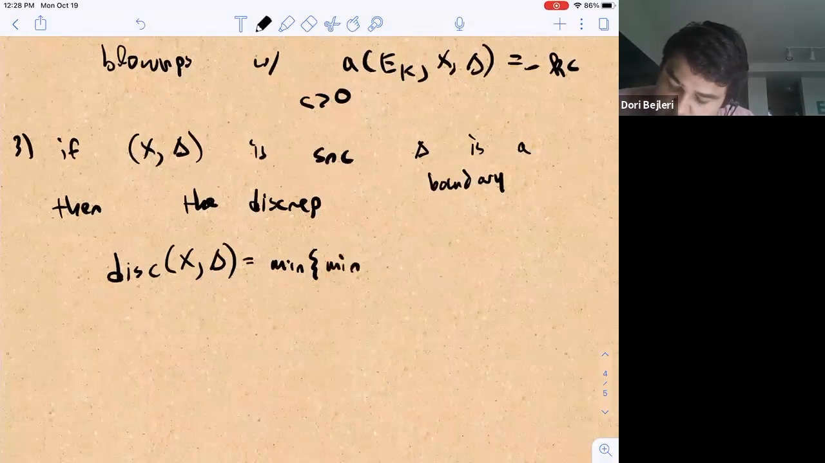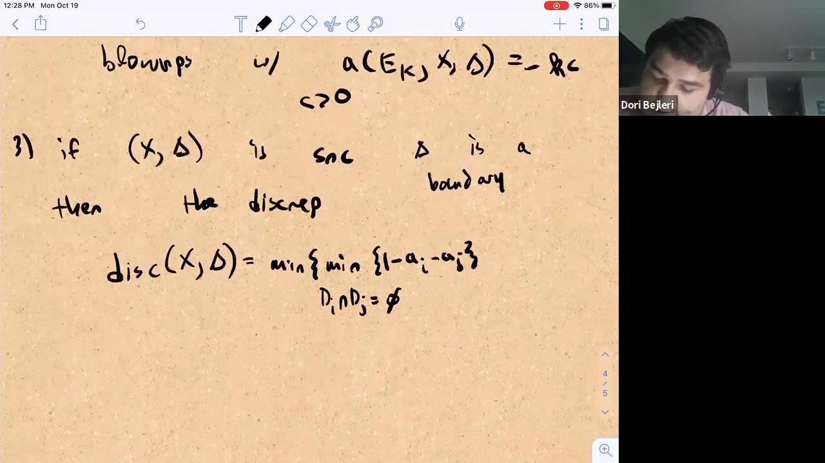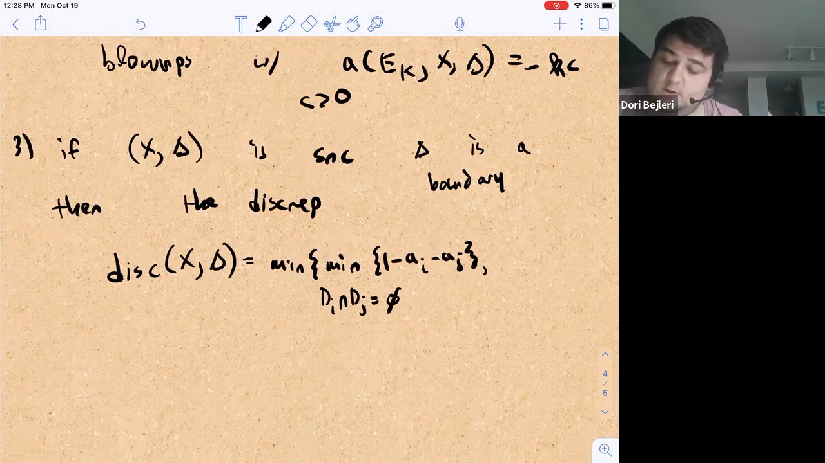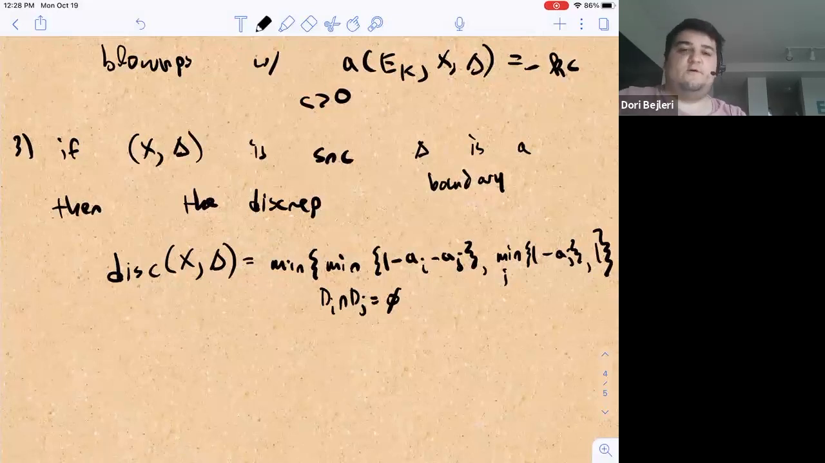So we have a contribution of the form minimum over divisors that intersect of the numbers 1 minus a_i minus a_j, because that's the discrepancy of the exceptional divisor we get when we blow up there. And then we have another contribution coming from the divisors themselves. So we get minimum of 1 minus a_j, so the coefficients of the divisors themselves, and then also 1, because we already saw that that's the biggest the discrepancy can be. Okay, so that's the claim that for a simple normal crossings pair, you have this really nice formula just in terms of the coefficients of the divisors.